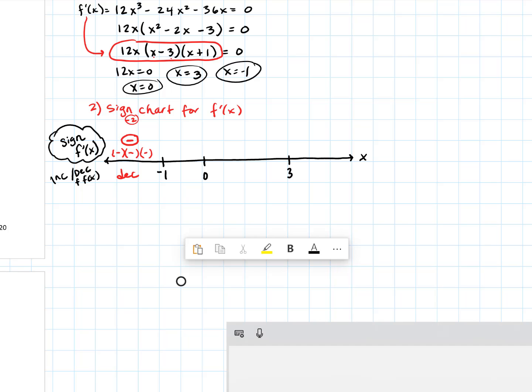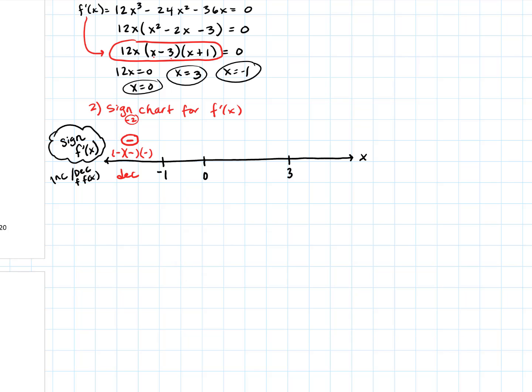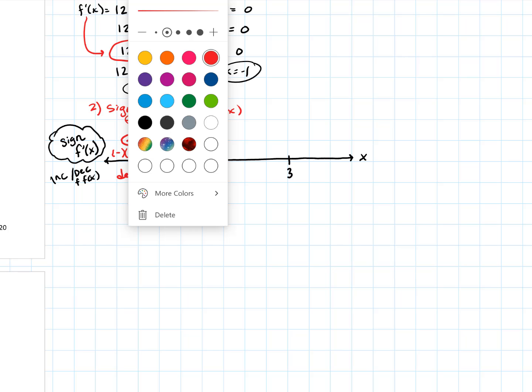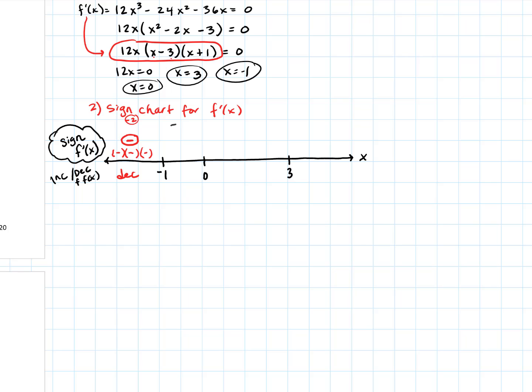And we just keep going. We keep picking test points. We might pick, for this next interval, maybe something like a negative 0.5.